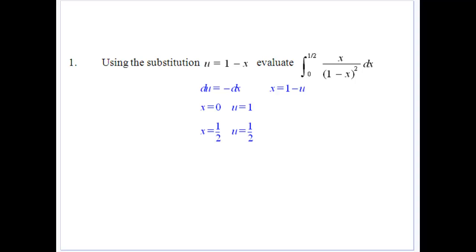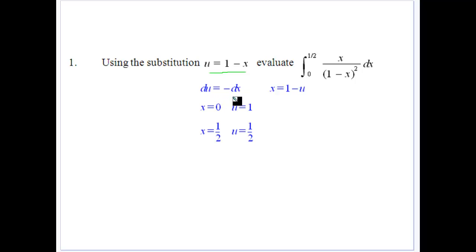We're looking at using some substitution now in doing some integration. So let's have a look at the first one. We've been given the substitution of using u being 1 minus x for x over 1 minus x squared. Now, we do our substitution. To do our substitution, we're going to need to get an expression for dx.